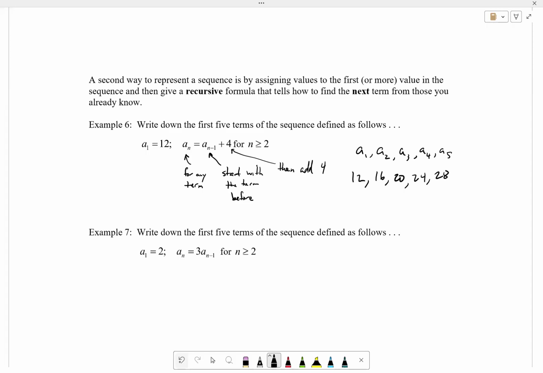I'll give you a moment to talk out any bugs with that one and move on to example 7. Make sure your neighbor is okay with this one.